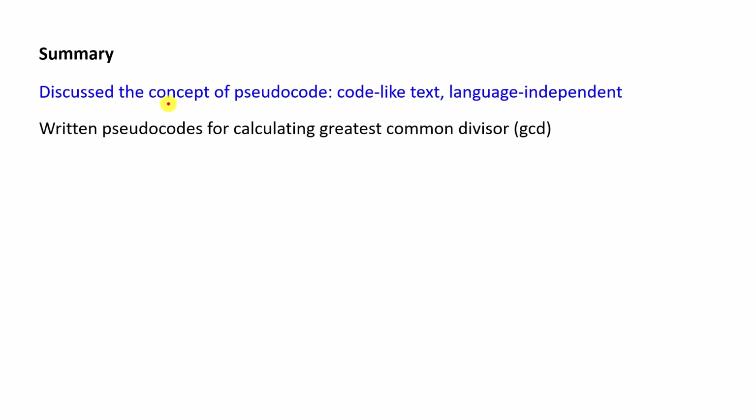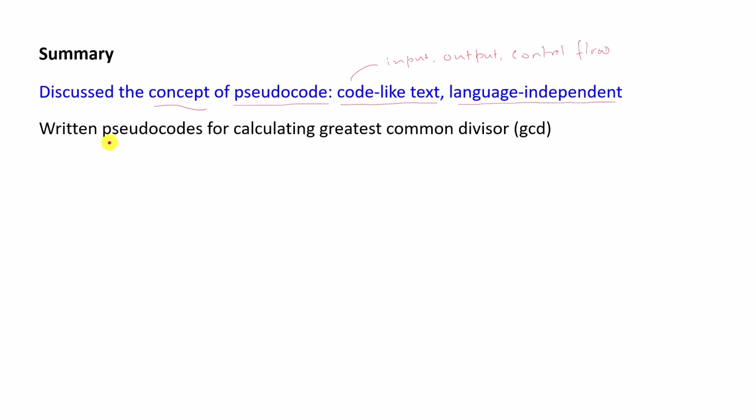So now to summarize, in this lecture we have discussed the concept of pseudocode. Pseudocode, as you have seen, is code-like text and is language independent. This includes input, output, and control flow, which means all these if, while and for type conditions.